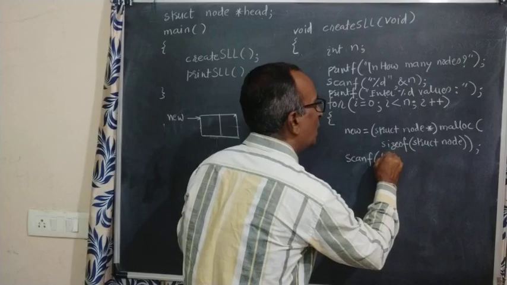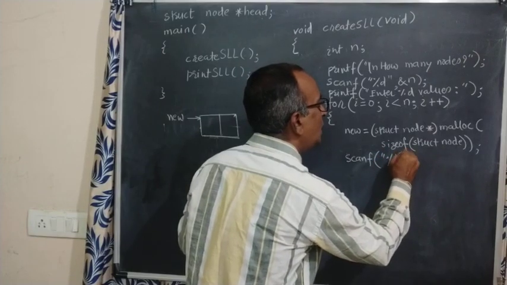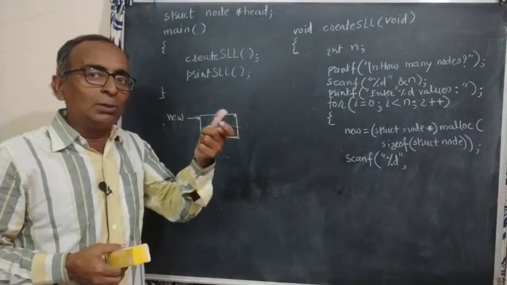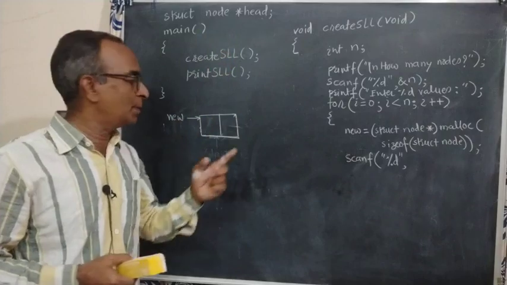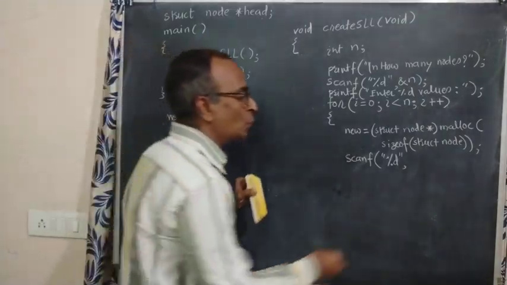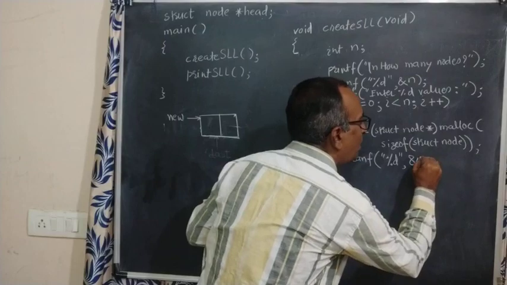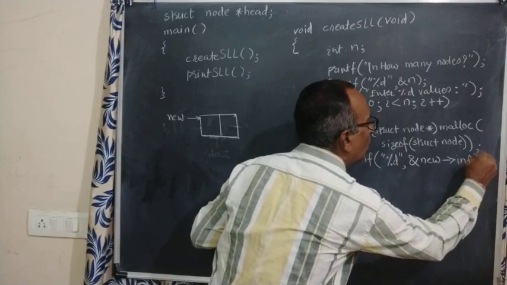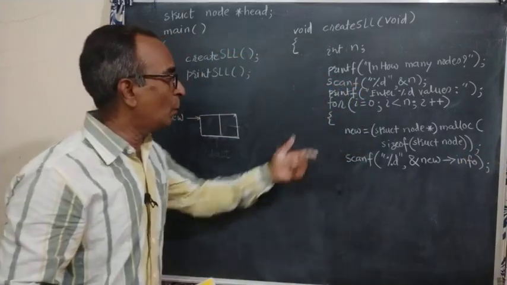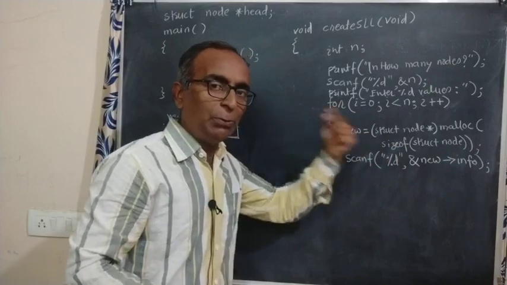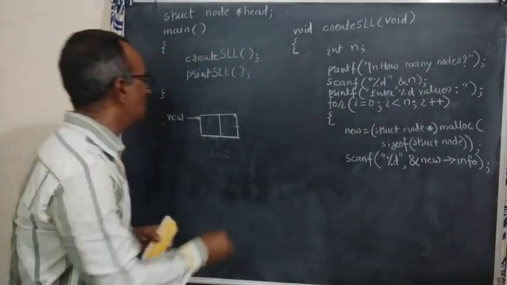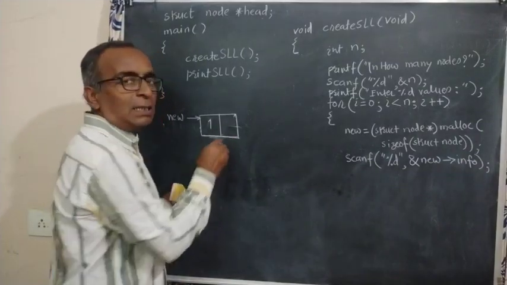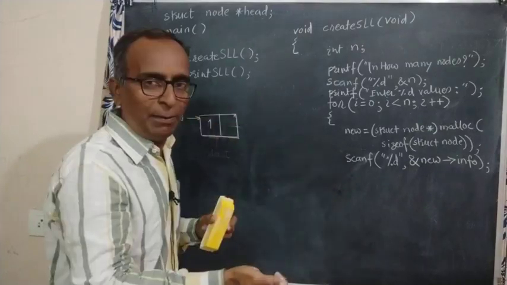Scanf, which value I am reading here? Some integer value I am reading here. Now where to put this? In new node's information field. Whenever value comes, that should be in information field. So here I can do this: ampersand of new's info. That's it. Now whatever first value you have entered, that will go into new's information field. This will happen.